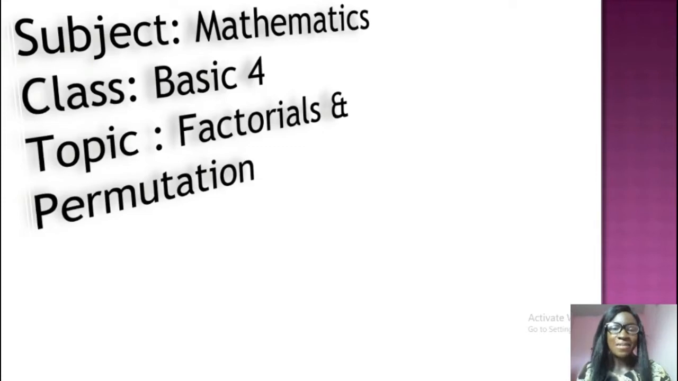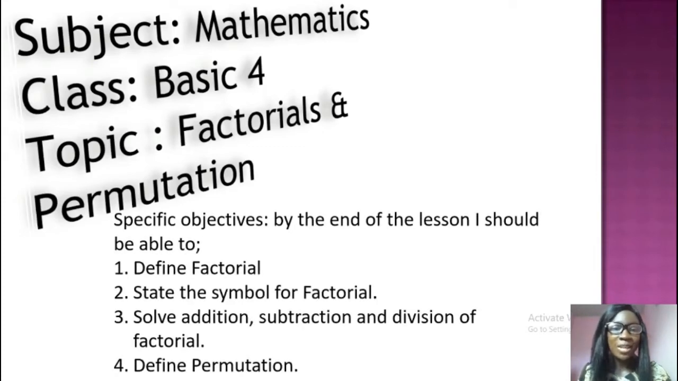All right, let's see our specific objectives for this class. By the end of the lesson, you should be able to define factorials. You should be able to state the symbol of factorial, which is very simple. We're going to solve addition, subtraction, and division of factorial. And we're going to just introduce permutation a little bit, maybe just define permutation and see what we're going to be doing in our next class. Basically, permutation is going to be on Thursday. All right, so let's start. Let's see what we have.